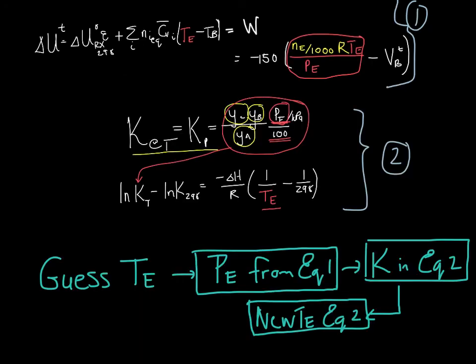In the absence of Python, we can once again use a trial and error procedure by first guessing a value for the temperature and solving the pressure from equation 1. Since we can now calculate K, we can calculate a new temperature at the end from equation 2. Now the loop can be repeated until convergence.